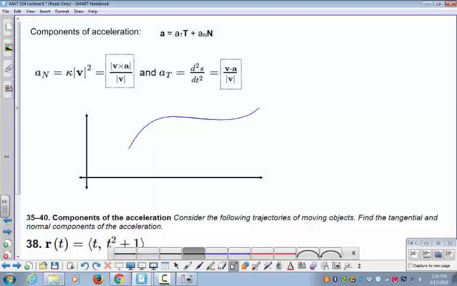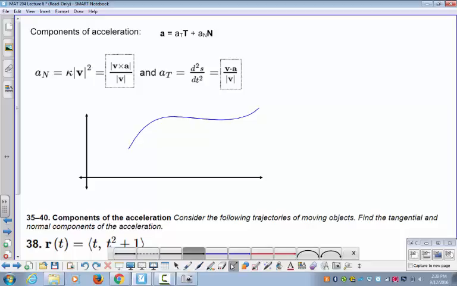So we're going to write A as a linear combination of T and N. That's what that's called, a linear combo of T and N. And there's a bunch of ways to find it. Let's focus on this first one for a second.